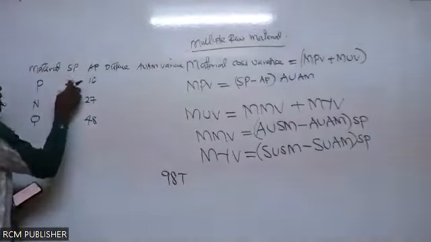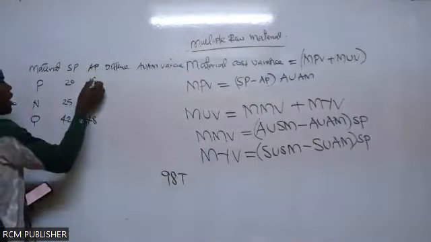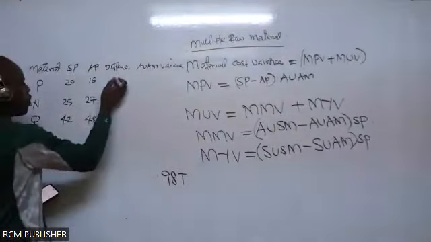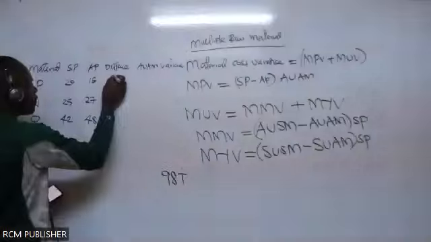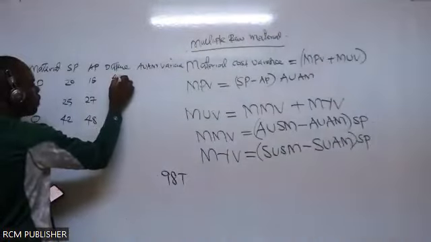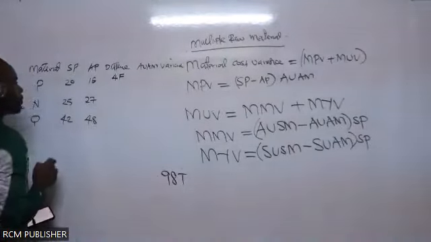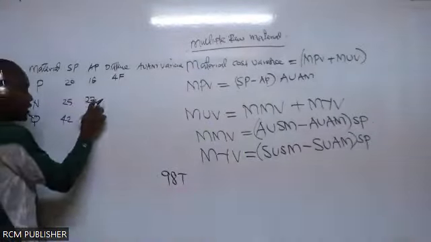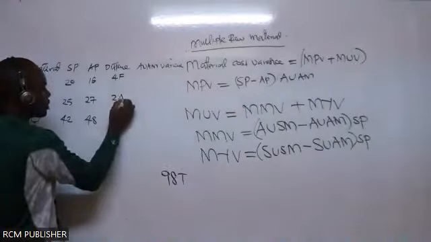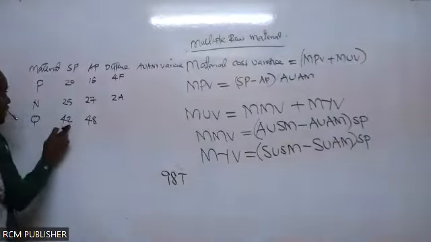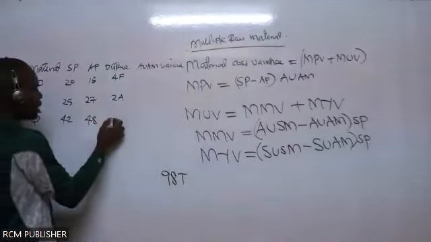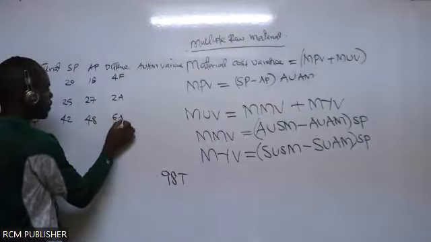So I expected to spend 20. I've ended up spending only 16. So what am I going to have? It's a favorable of 4. So it's going to be 4F. I intended to spend 25. I'm spending 27. It is adverse. I stated 42. I ended up doing 48. That is adverse of 6.